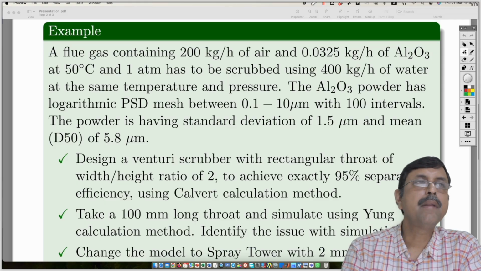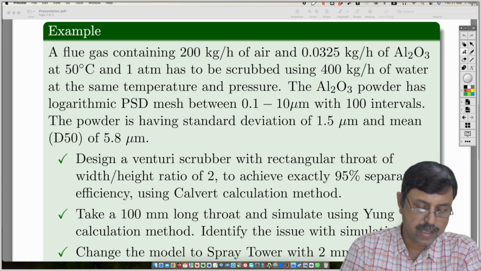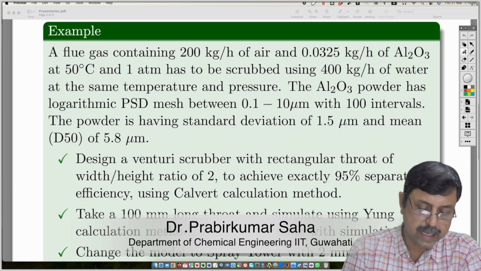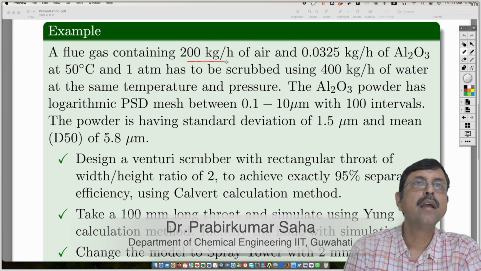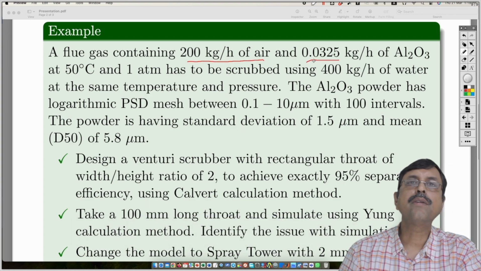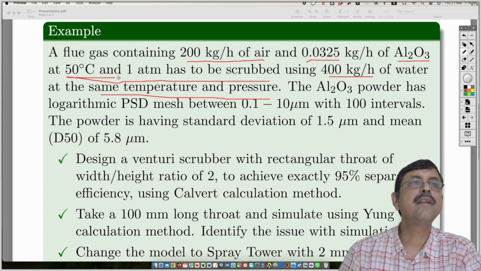So the example problem says a flue gas containing 200 kg of air and 0.0325 kg of aluminium oxide at 50 degrees centigrade and 1 atmosphere pressure has to be scrubbed using 400 kg of water at the same temperature and pressure. So it is at 50 degrees centigrade and 1 atmosphere pressure.